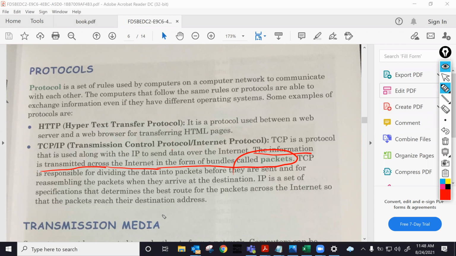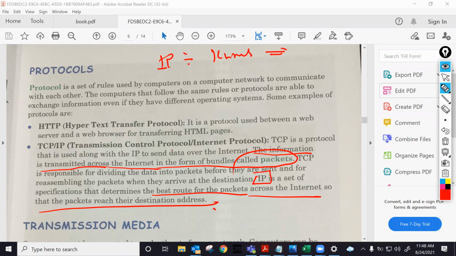The IP is a set of specifications that determines the best route for the packets across the internet, so that the packets reach their destination address. That means the Internet Protocol address knows how to reach the easiest way to your destination computer.